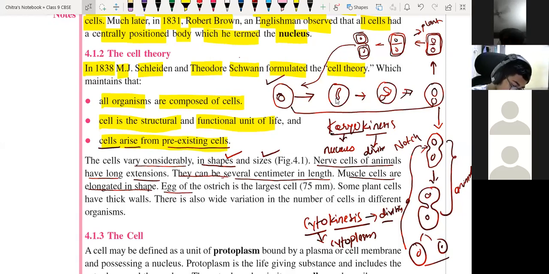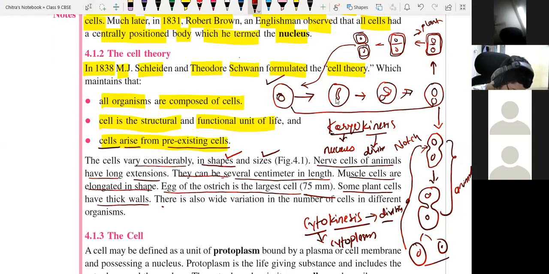The egg of the ostrich is the largest cell on earth now. Otherwise we had dinosaurs also, which had larger cells compared to the ostrich, and it is about 75 mm in diameter. Some plant cells have a thick wall, which is called the cell wall. It is only present in plant cells, in plants and not in animals.